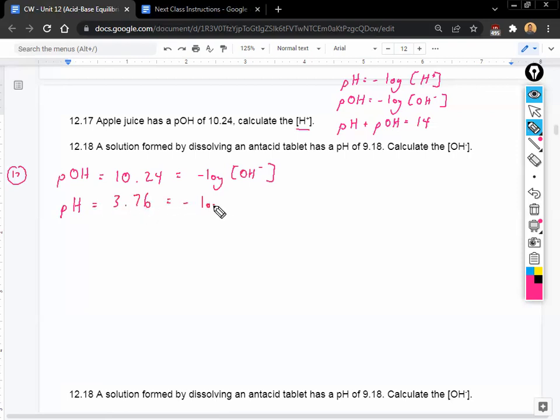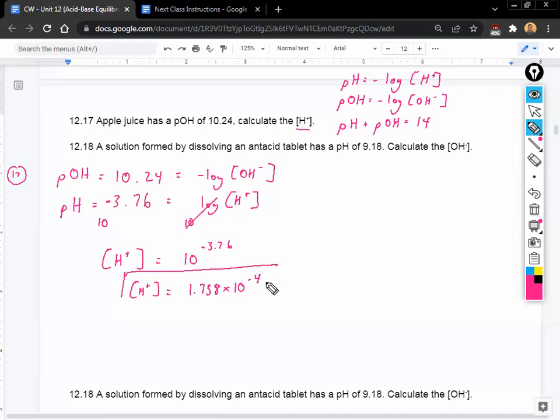And that's equal to the negative log of H plus. From there, you move the negative sign first, and then put everything to the power of 10. That'll cancel out. So the concentration of H plus is going to be equal to 10 to the power of negative 3.76. Then you can just finish that up and you should get 1.738 times 10 to the negative 4. That will be your answer in scientific notation, and then molarity.